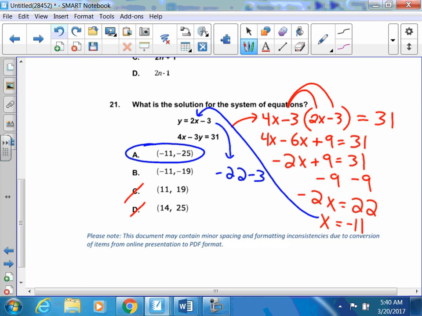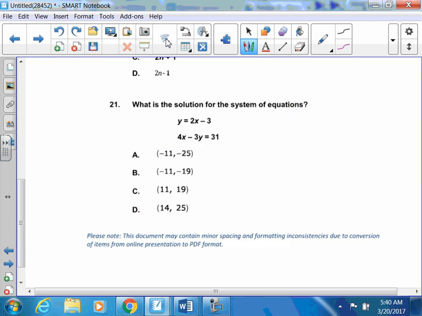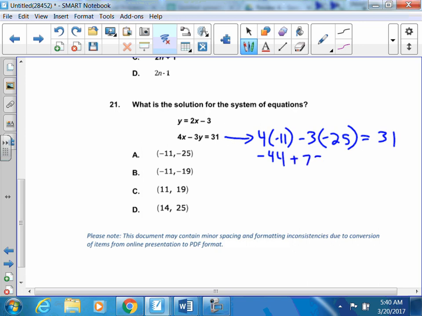Now, another way we could have done that is from the beginning, we could have just taken all these ordered pairs and plugged them in to see if they worked. All right, so let's just do the second equation. Plug in negative 11, it'd be 4 times negative 11 minus 3 times, and what's the y coordinate? Negative 25. And we're going to see if that equals 31. So you get negative 44 plus 75. Okay, negative 3 times negative 25 is positive 75. And if you do negative 44 plus 75, you're going to get 31.